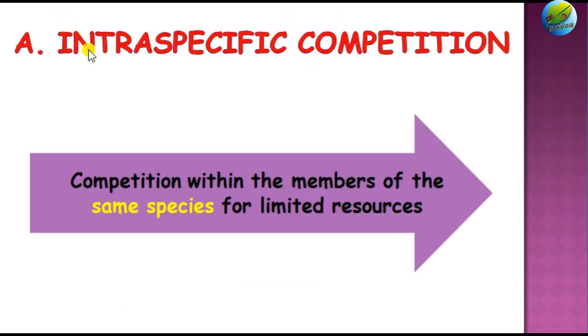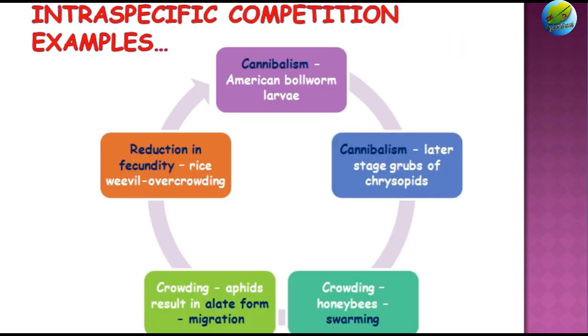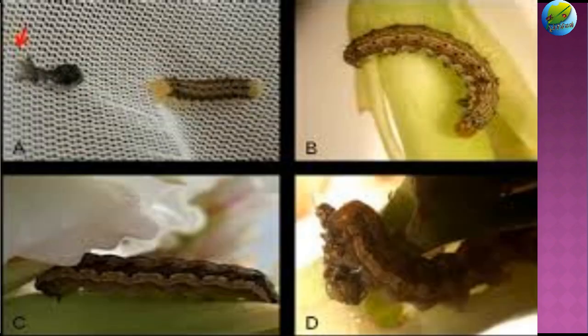First one is the intra-specific competition. That means the competition within the members of the same species for the limited resources. Examples of such intraspecific competition are cannibalism. In case of American bollworm, when the population is more, the larvae of the American bollworms feed on each other, which is called cannibalism.